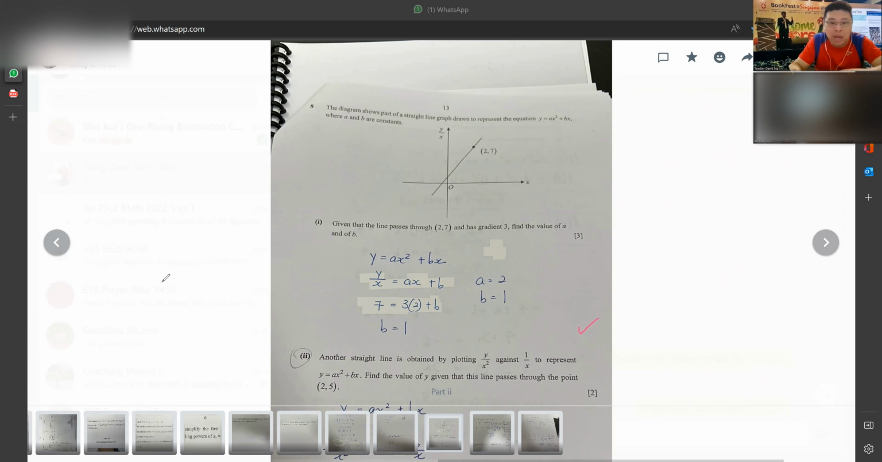Anyway, I'll just do A8 part 1. So your y is equal to ax squared plus bx. Then they plot y over x against x, right? So I'm going to divide this whole equation by x in order to establish my y over x.